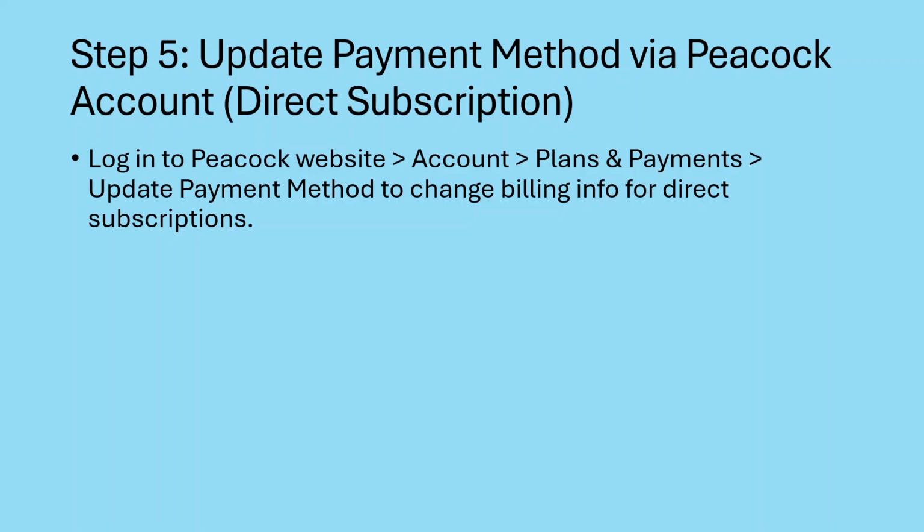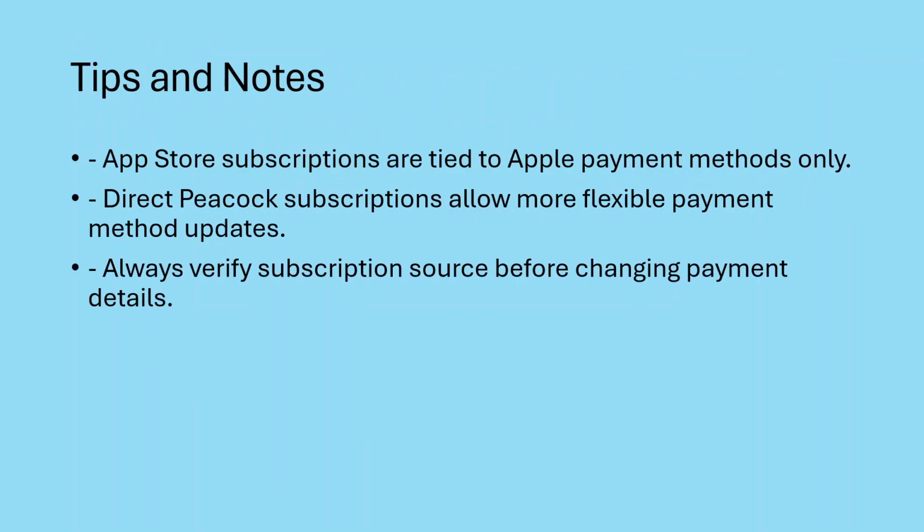Step 5. Update payment method via Peacock account, direct subscription. Log into your Peacock website, then go to Account, Plans and Payments, then Update Payment Method to change billing info for direct subscriptions. Now I have some tips for you.